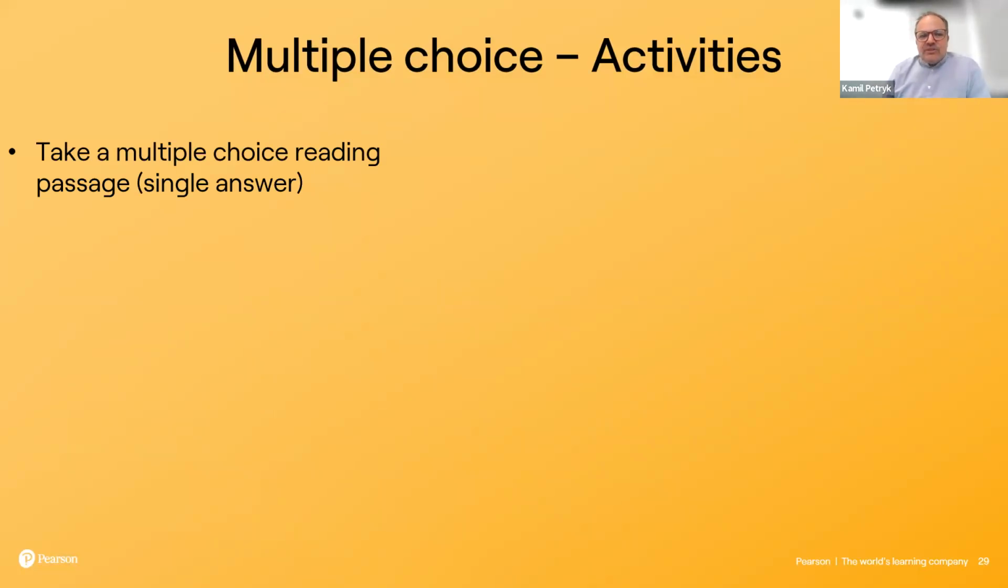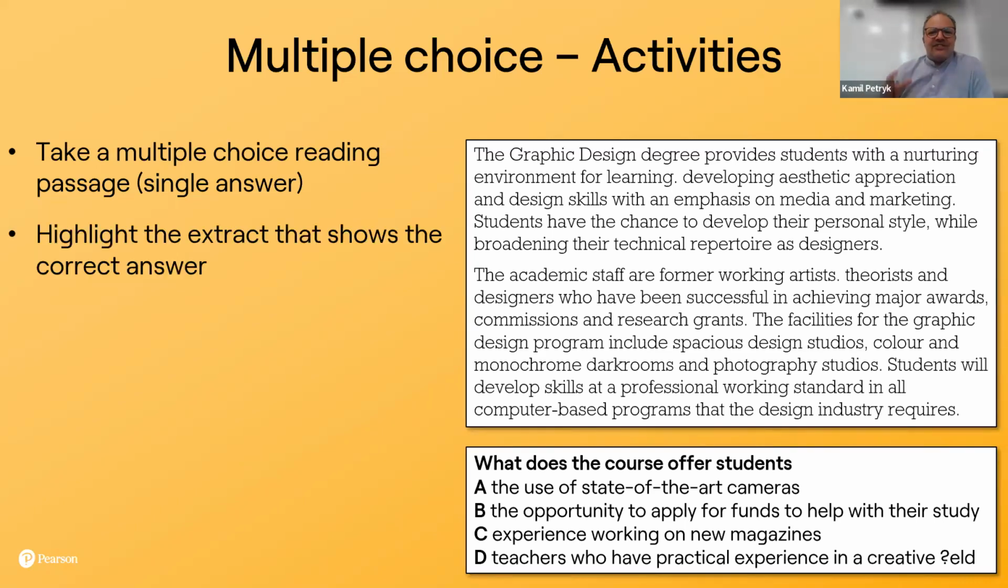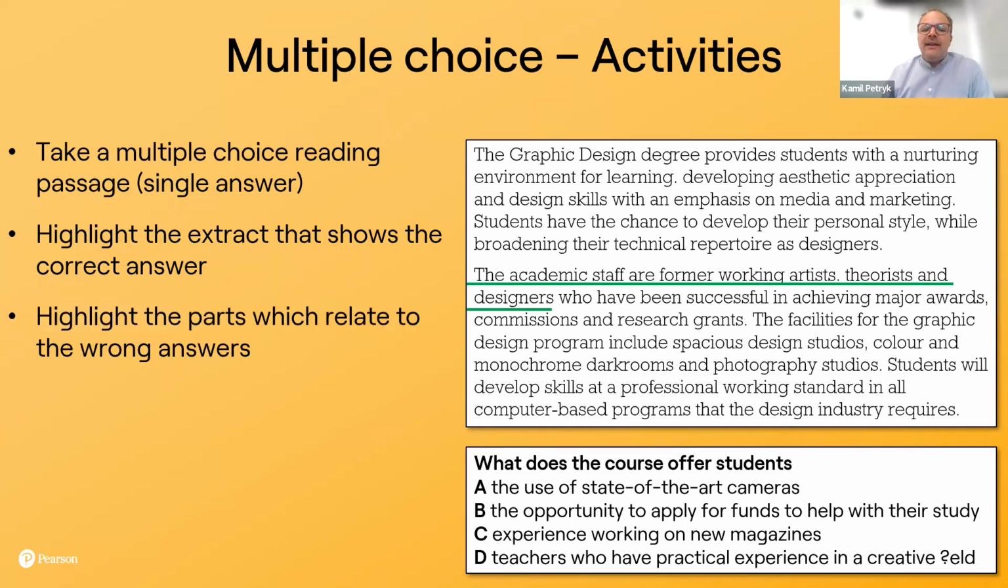you can take any multiple choice reading passage from, for example, past papers, and deal with it a little bit differently. I would suggest not just giving them the text and asking them to give the answer, but I would start with highlighting some elements in the text. So I would highlight the extract that shows the correct answer, and then I would highlight parts which relate to the wrong answers. And so I kind of reverse the item, right? So we start from the end, as if to say, not from the beginning.